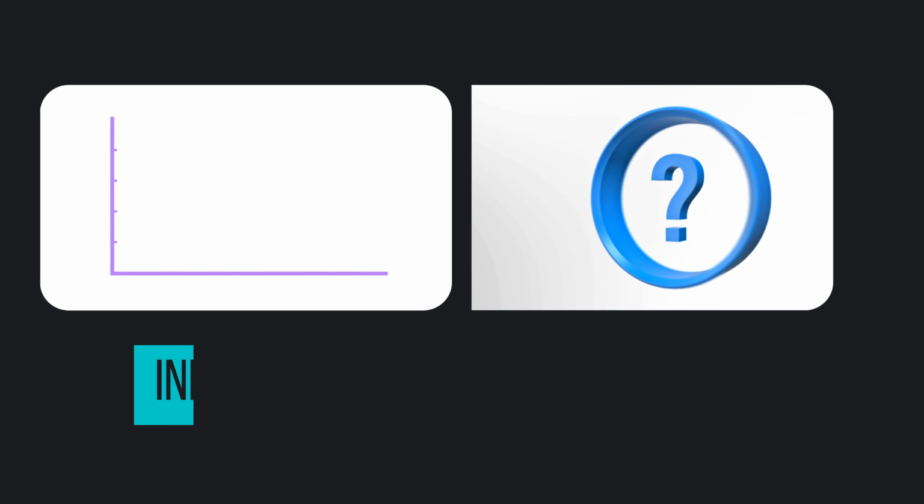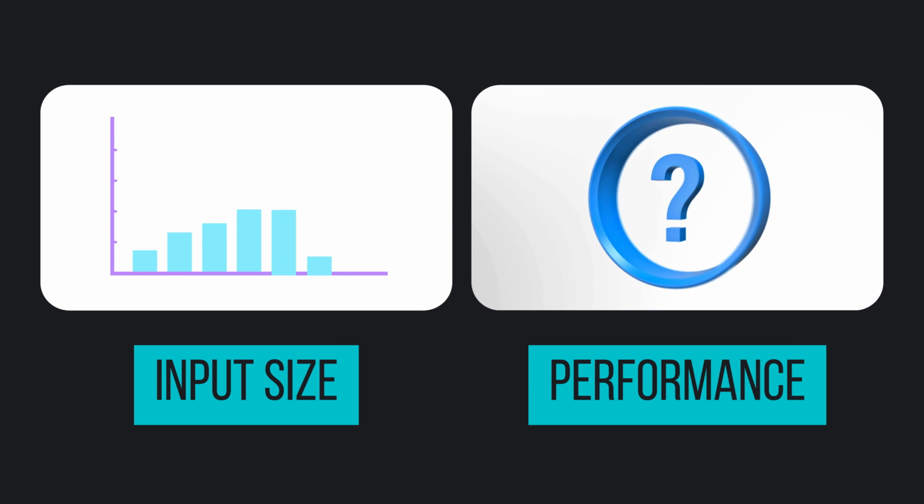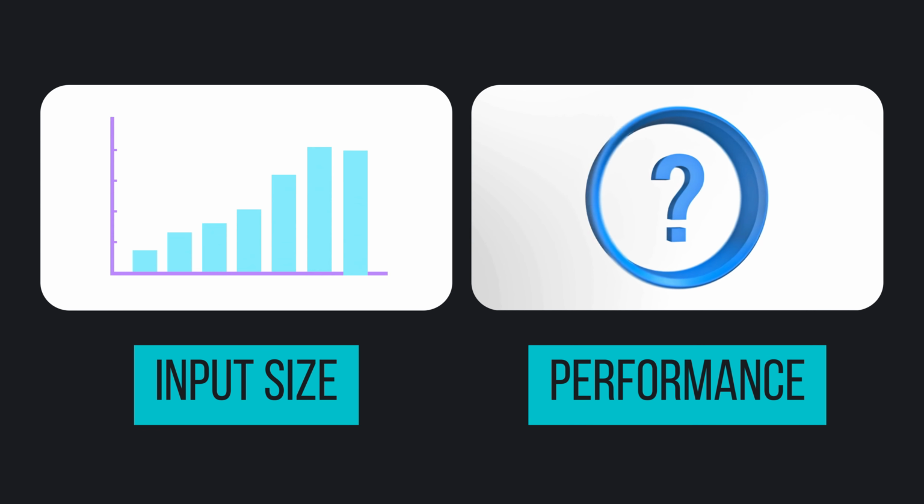Here's where big O notation comes in. Big O, written as O and then brackets, is simply the mathematician's way of describing how an algorithm's performance changes as the input size grows. Think of it as rating systems, like movie ratings, but for code efficiency.